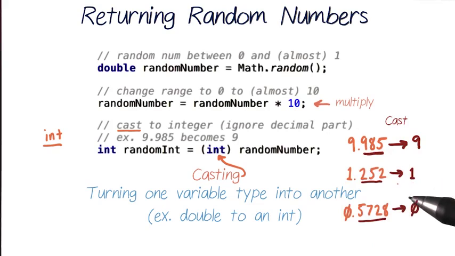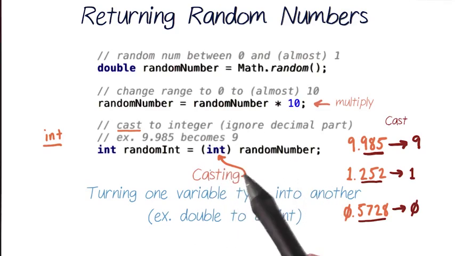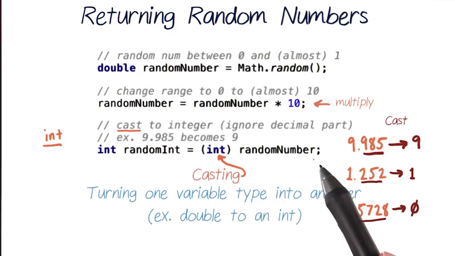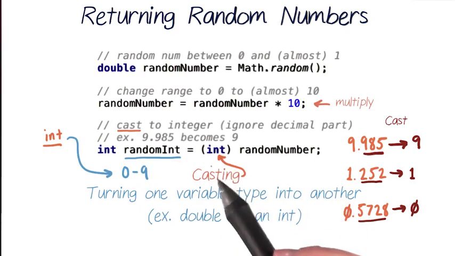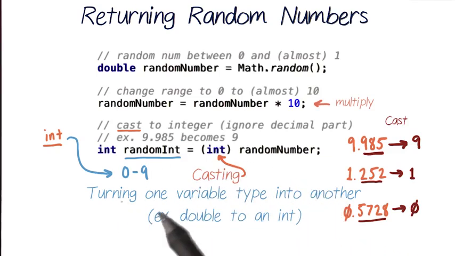It's the same for other cases. If our randomNumber is something like 1.252, this decimal portion, 0.252, will be ignored, and a cast will turn it into just 1. A value of 0.5728 will have this whole decimal portion ignored and will turn into the integer 0. And to do this casting, we just write our casting type, in this case int, which we want our number to become, in parentheses right before the value we want to change. In this case, right before the value of randomNumber, which starts out as a double. Now this randomInt that holds the value of our cast random number will always be a value in the integer range from 0 to 9, including 9.